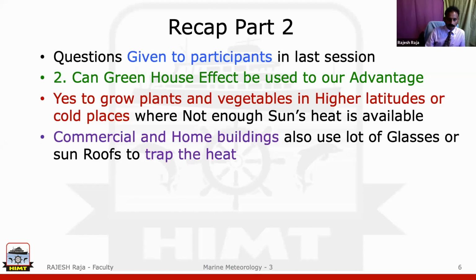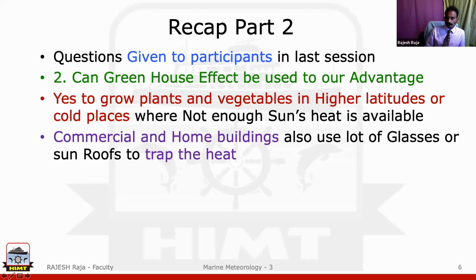It is very common. Even your commercial buildings and home buildings in those areas where you are living in a hill, you're always longing for the sun. Please remember, you can use a lot of glass. You can use your sunroof.